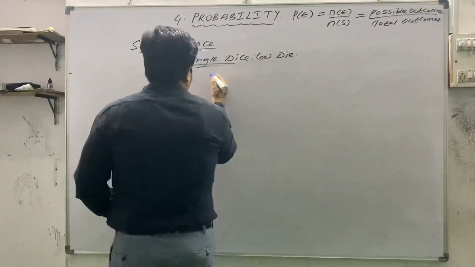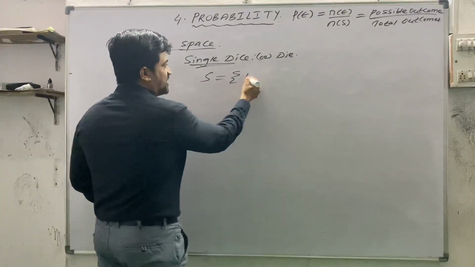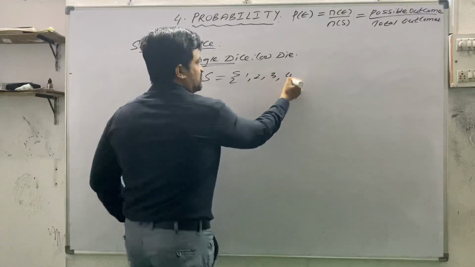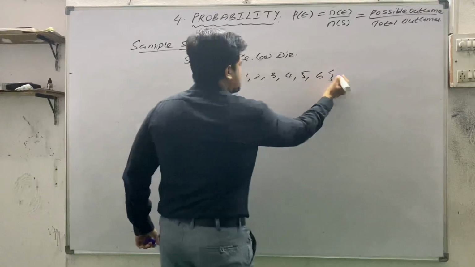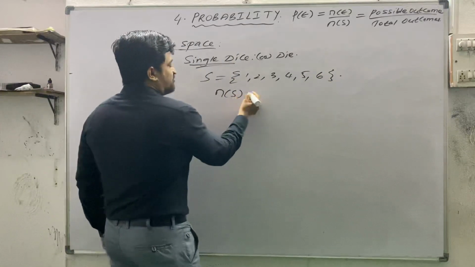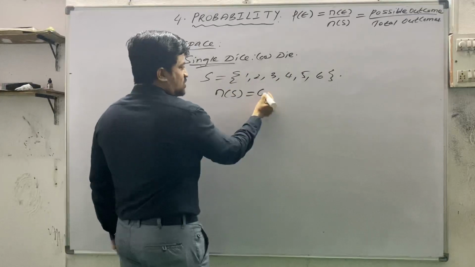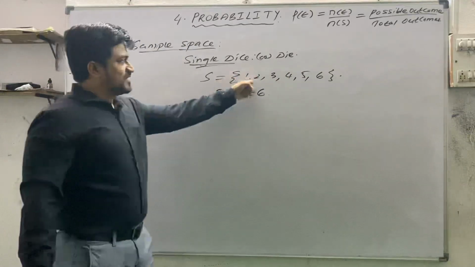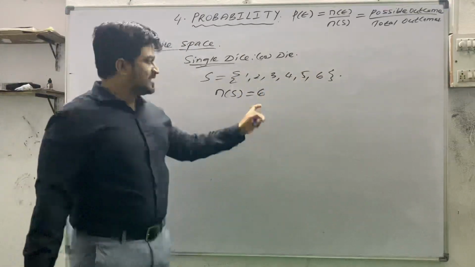But in the sample space, what do we write? All cases we have to write. We can get either 1, 2, 3, 4, 5 or 6. So the total number of outcomes is 6. Counting it: 1, 2, 3, 4, 5, 6, or 6 power 1 is 6.